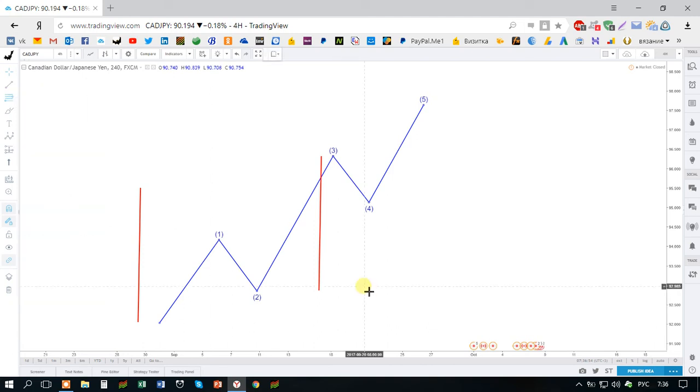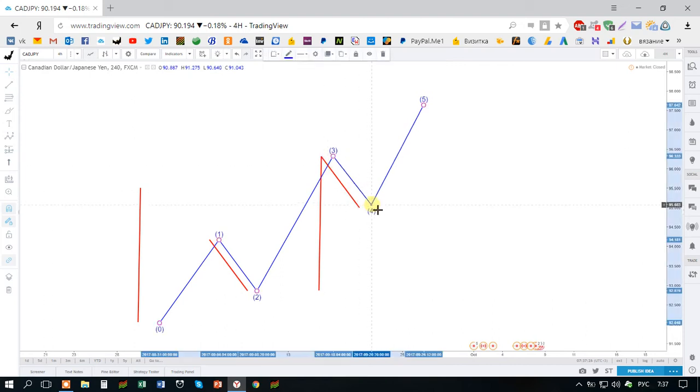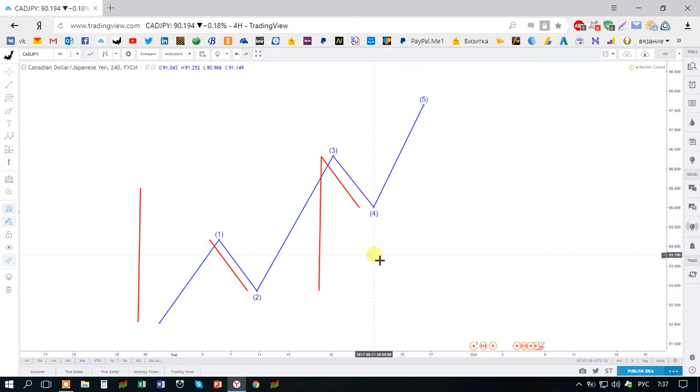Okay, let's measure Fib retracement once again. If we start from this, let me do it this way. I will draw it this way from 1 towards 2, and then I will do it this way. I will draw a reciprocal, the so-called reciprocal ABCD pattern. What is a reciprocal ABCD pattern? It is the pattern when corrections are equal. So I just drew a reciprocal ABCD pattern.